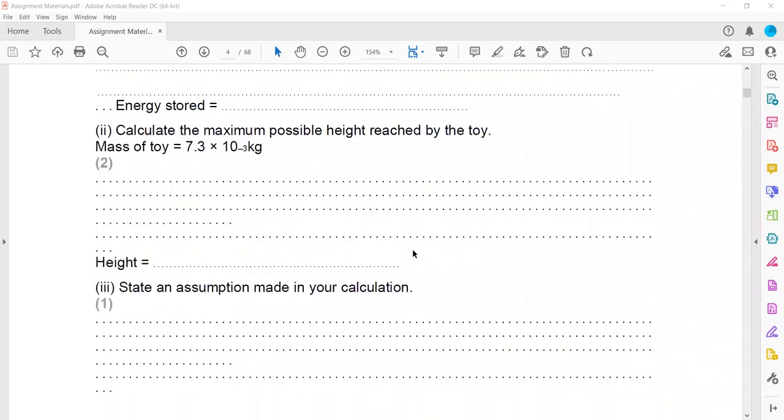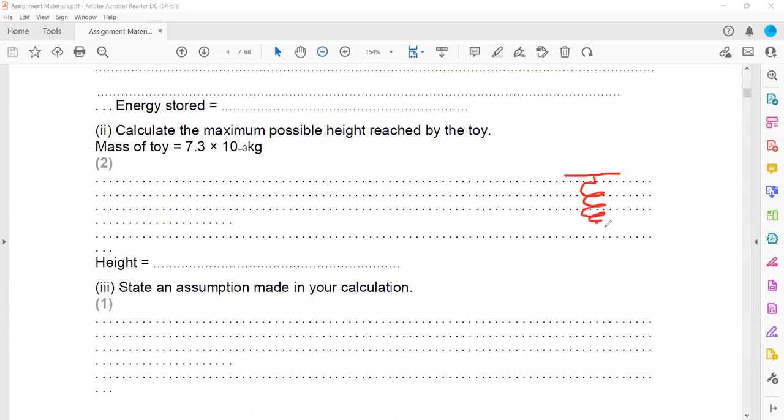Then calculate the maximum possible height reached by the toy. The mass of the toy is 7.3 × 10^-3 kilograms. Our assumption is that all the elastic energy is converted into gravitational potential energy. That's our assumption. Practically, it won't be, but theoretically it is.